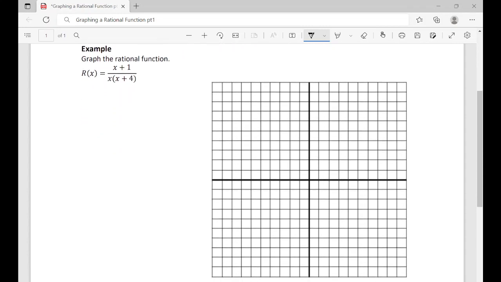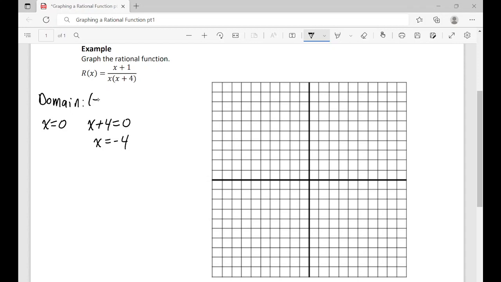So here is our rational function. R of x equals x plus 1 over x times x plus 4. I can see from looking at this, it's already in factored form. So I'm going to look for the domain of this function. I see that I have a factored form in the denominator, x equals 0, and x plus 4 equals 0, which is going to give me x equals negative 4.